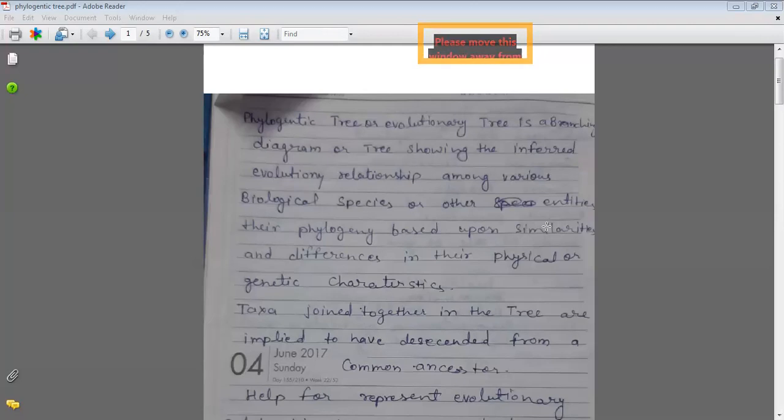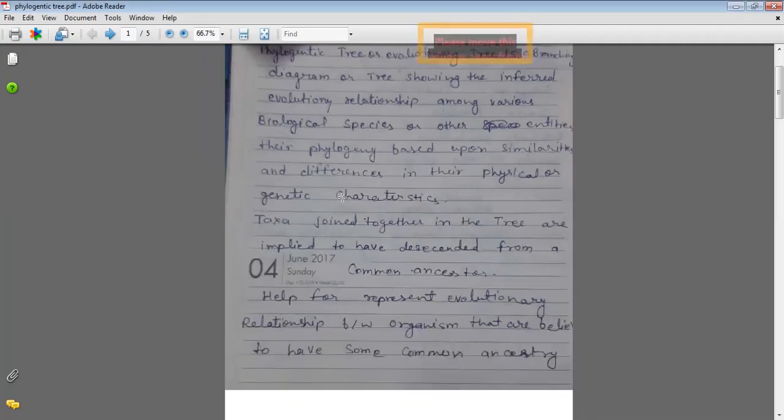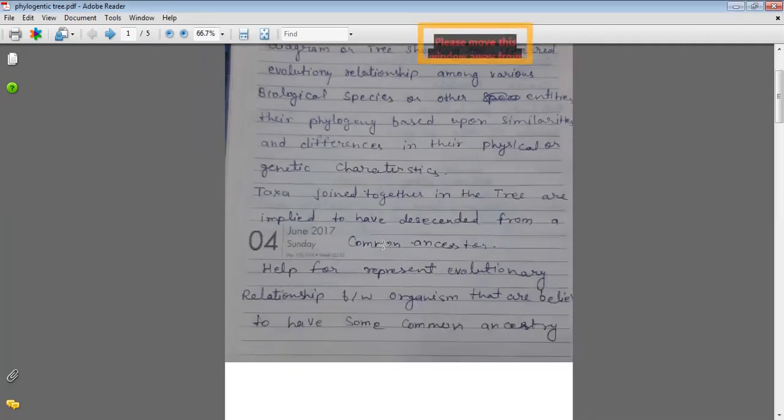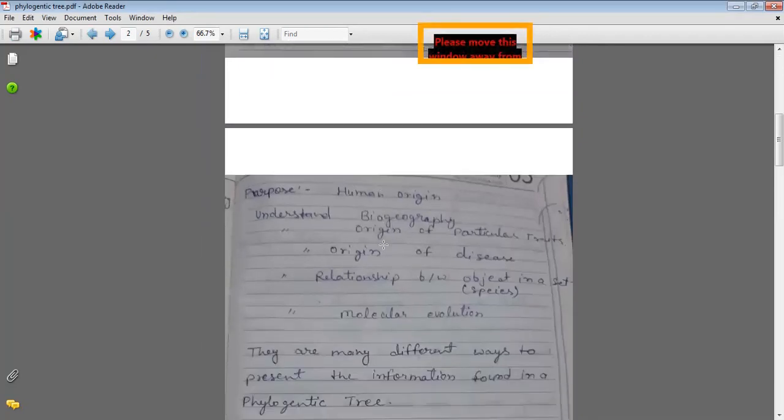Taxa joined together in the tree are implied to have descended from common ancestors, which help to represent the evolutionary relationship between organisms that are believed to share a common ancestor. The purpose of the phylogenetic tree is to understand human origin, the biography of the origin of particular traits, the origin of species, relationships between objects and sets like species, and molecular evolution.